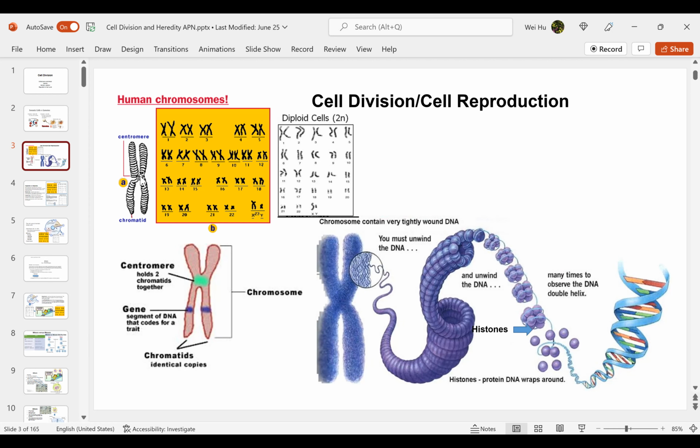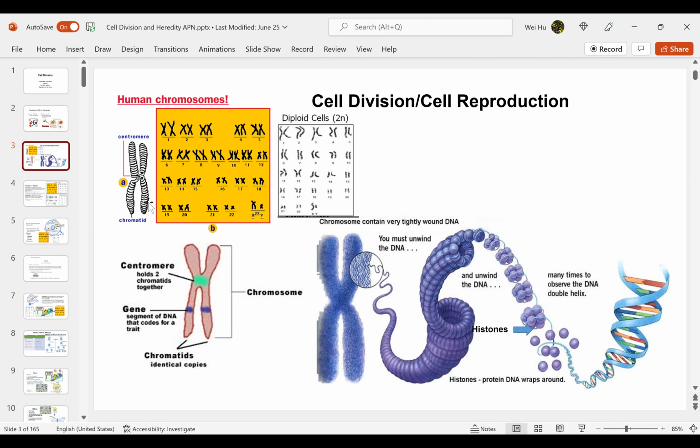Okay, so now in here, you can see that the two chromatids are identical twins. It means they're exactly the same, because you use one copy to make another copy. In the human, your chromosomes are linked to histone protein. So you must dissociate your histone protein to do DNA replication or transcription.